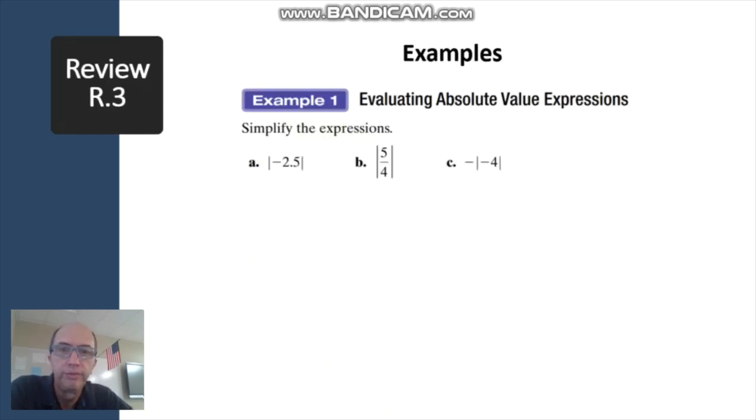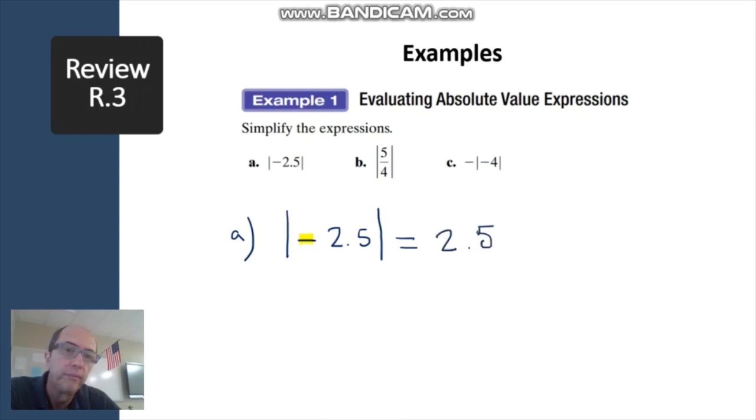A few examples here for us to work. A. What's the absolute value of negative 2.5? Let me fix this, it's more of a straight line. As I told you, the absolute value function will remove the sign. So it's equal to 2.5. And that's as simple as that.